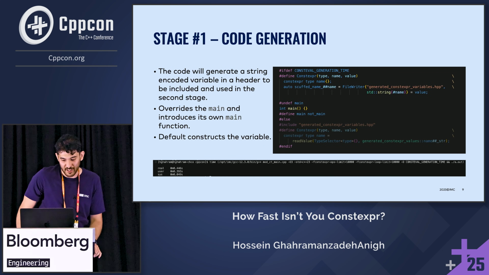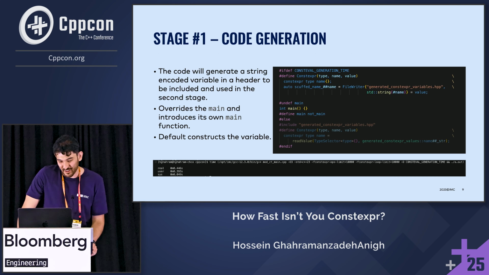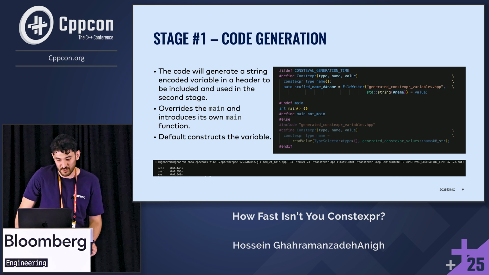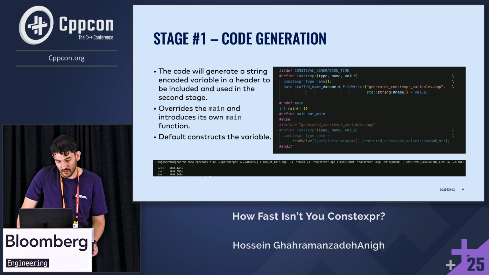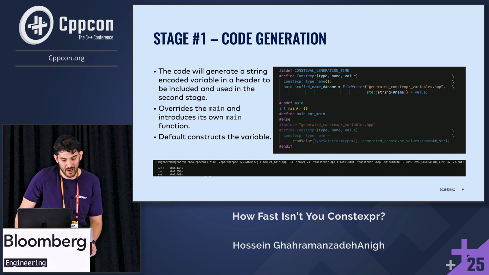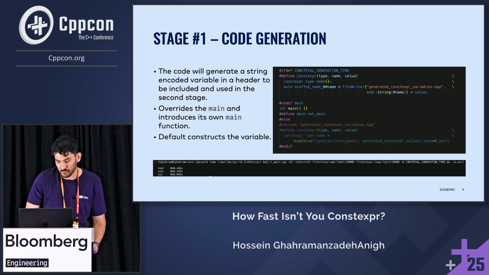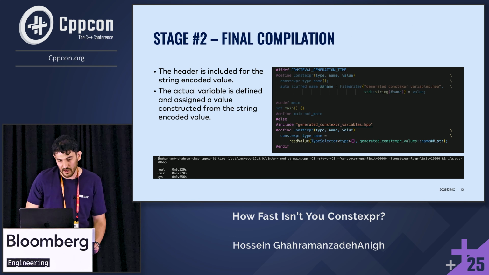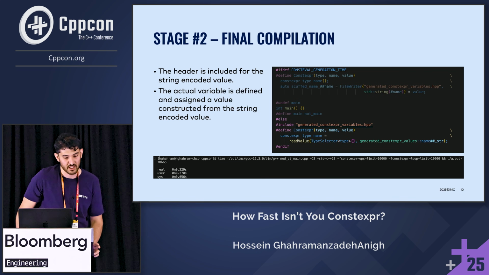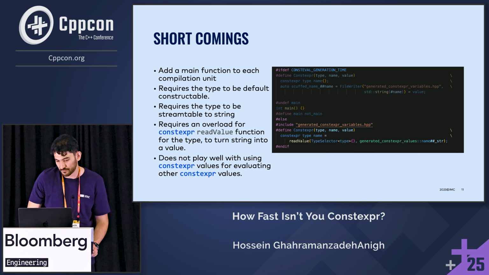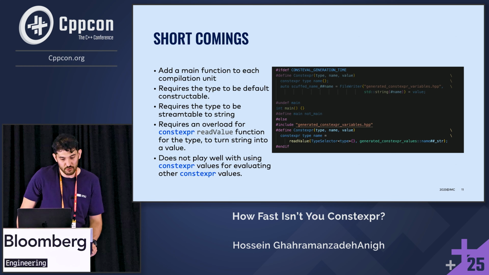Now, I'm going to ask you to pretend you didn't see all these macros and this was a reflection talk. But yeah, what we're doing here, first we're generating the header, we're streaming our value into the header, and then we're overriding main, and also default constructing our Constexpr variable, just to make the compiler happy. And in the second stage, we're including that header and then constructing our Constexpr variable from that value in the header. So I flipped through the slides so that you couldn't tell, but there are a few shortcomings.